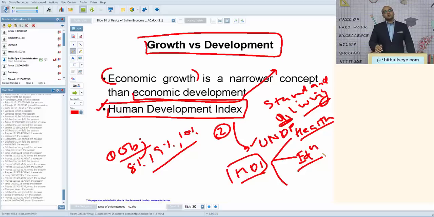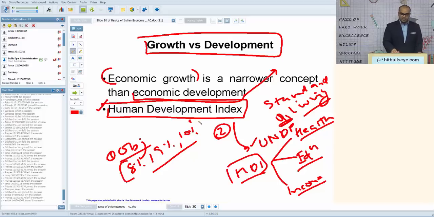So this will include certain literacy measures and of course income, in which GNP or per capita is taken. So you can see HDI is a more comprehensive concept to ensure that the development is affecting all sections of the society, or the benefits of economic growth are being percolated to even the lowest sections of the society.